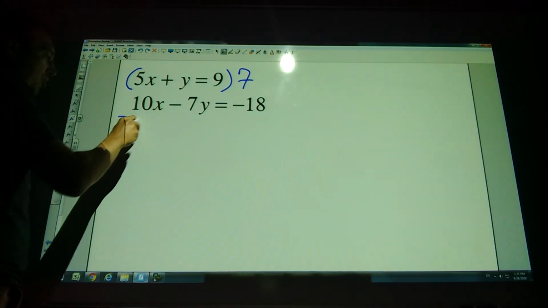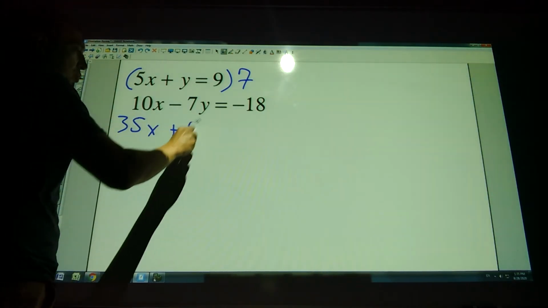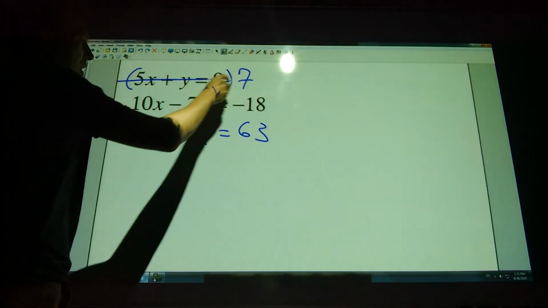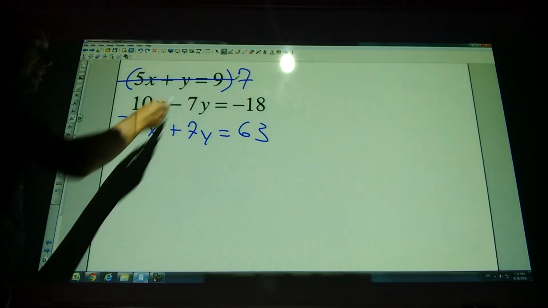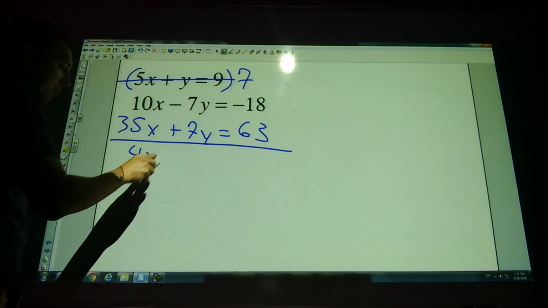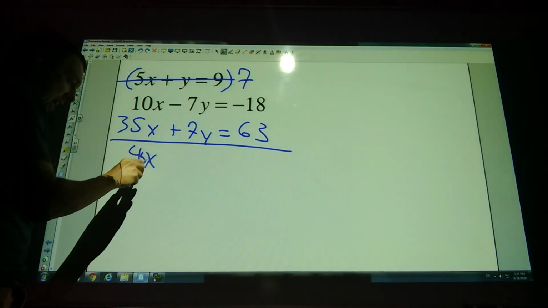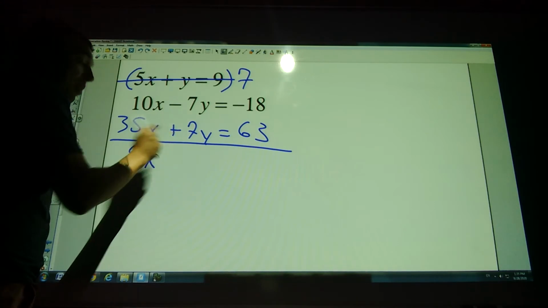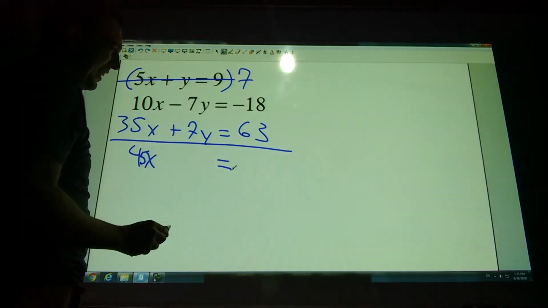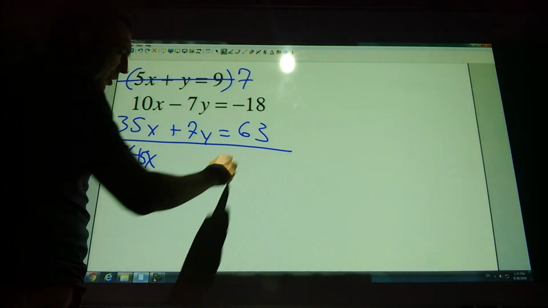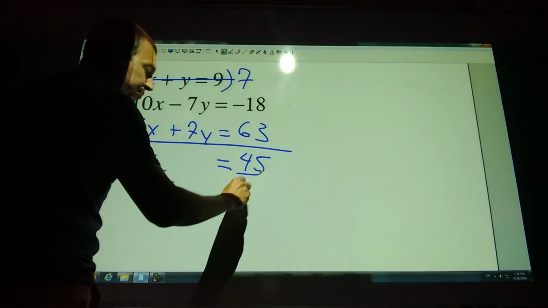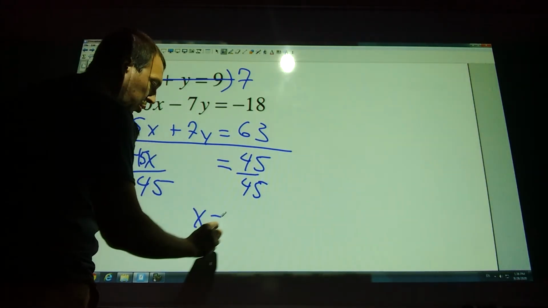So that's going to give me 35x plus 7y equals 9 times 7 or 63. So that's done. We did that. We used it. And now we can use elimination. 35 is 45x. Negative 7 plus 7 is 0. It's gone. It's eliminated. And negative 18 plus 63, I believe that's 45. Divide both sides by 45, and x equals 1.